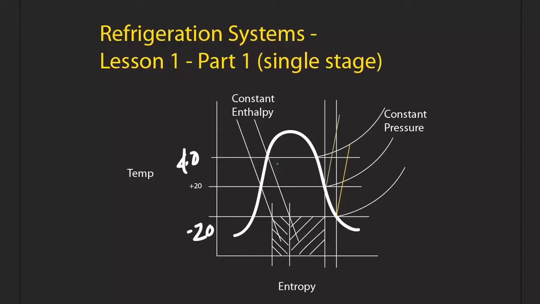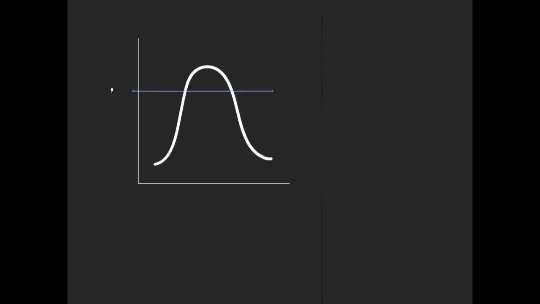We would have ambient temperature, maybe 40. Well, cooling water will be warmer than ambient, so we'll say that's a 40-degree temperature line, and we want to cool it down to maybe minus 20. These are the targets. So this would be our minus 20 here, and this would be 40 Celsius.